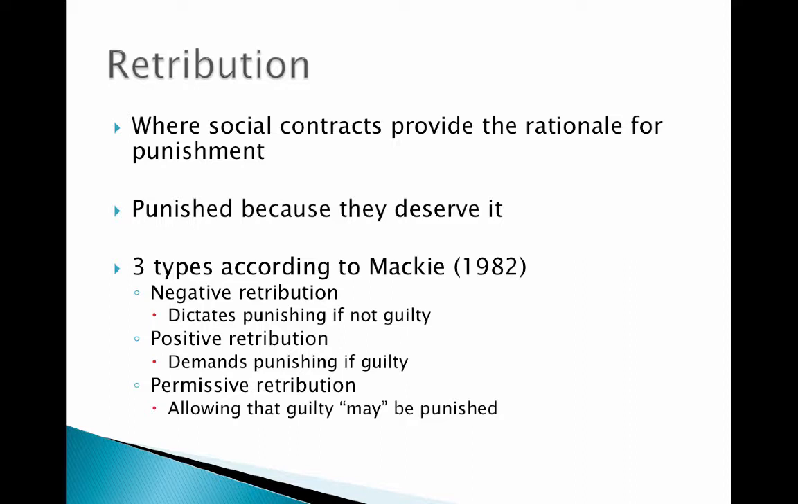And Mackey in 1982 believed that there were three types of retribution. Negative retribution, which dictates that we should not punish people if not guilty. Positive retribution demands punishing if guilty. And permissive retribution, which allows that the guilty may be punished.